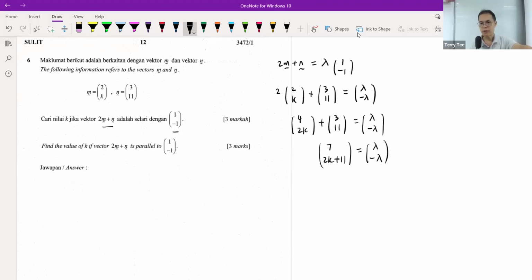So by comparison, let's solve for lambda first. You compare your i component, your lambda is 7. You compare your j component, 2k plus 11 is negative lambda. Since lambda is 7, sub inside. Your 2k will be, bring over, negative 18. k is negative 9.